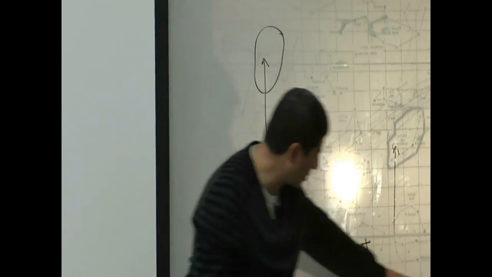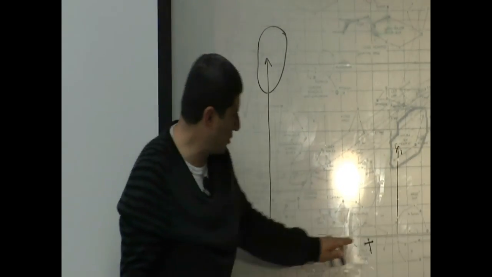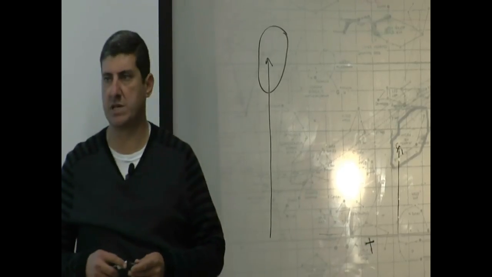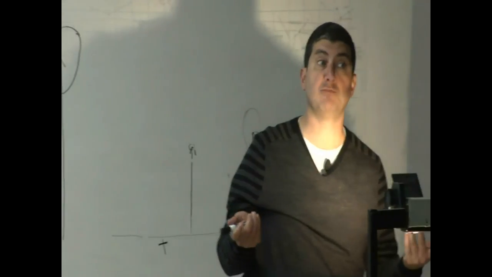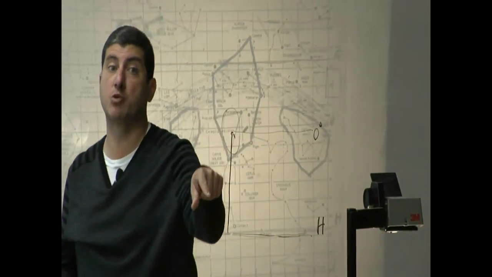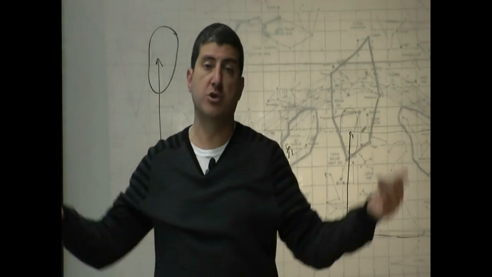There are several stars and constellations down here. Anything below the horizon line, you cannot see. So in order to see them, you travel down towards the equator. If you're at the equator, you can see the whole sky.